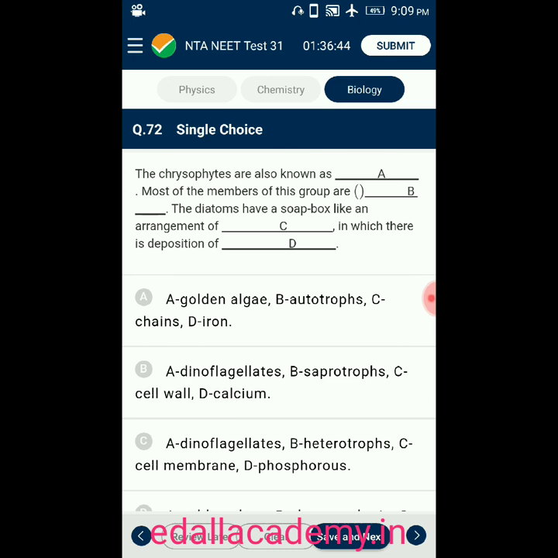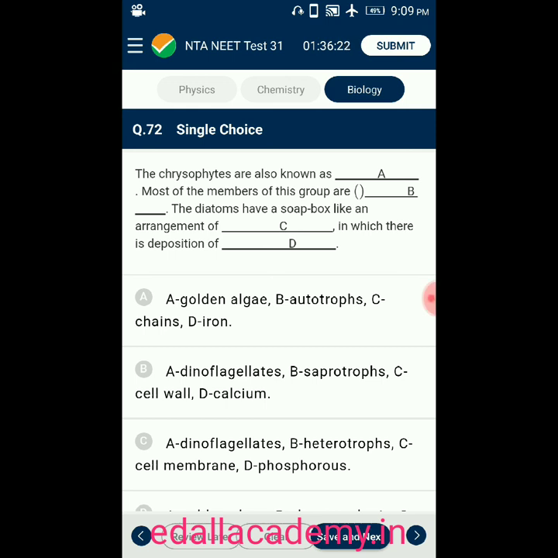Question number 72. The chrysophytes are also known as dash. Most of the members of this group are dash. The diatoms have a soapbox-like arrangement of dash in which there is deposition of dash.